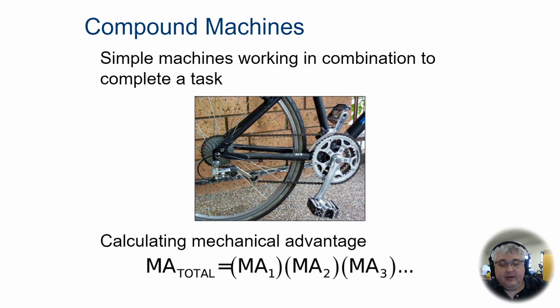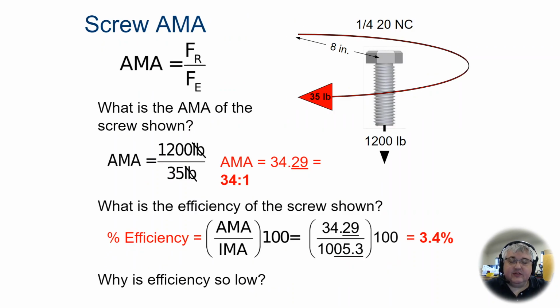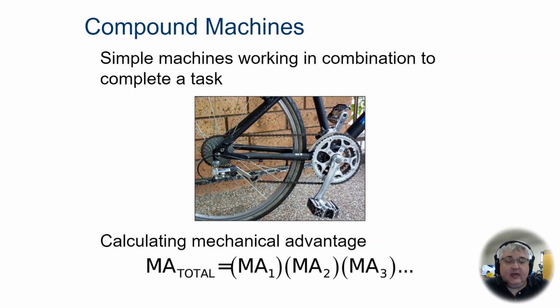We talked about this: why is efficiency so low? It's because the friction losses are incredibly high. And then I think this is probably the last slide here. Compound machines. Yes, it is the last slide.